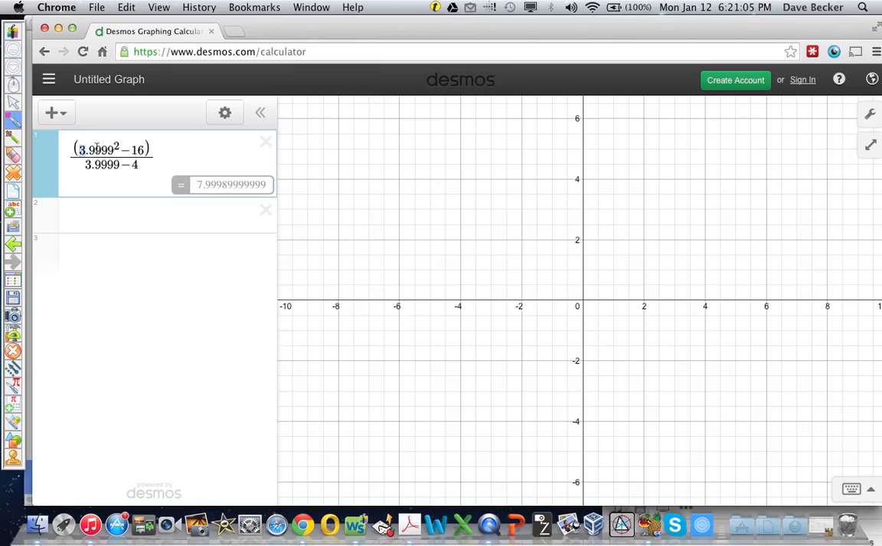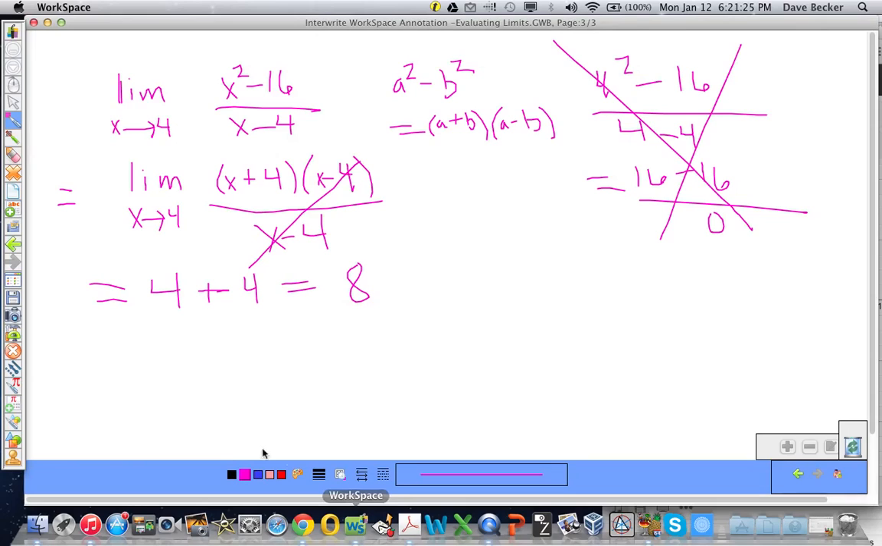8. And if we came from the other direction, 4.00001, and I did that same thing here, 4 point, how many zeros do I have? 5. 1, 2, 3, 4, 5, 1. We are very, very close to 8. Okay, and that's what limits are all about. Okay, so let's try another one.